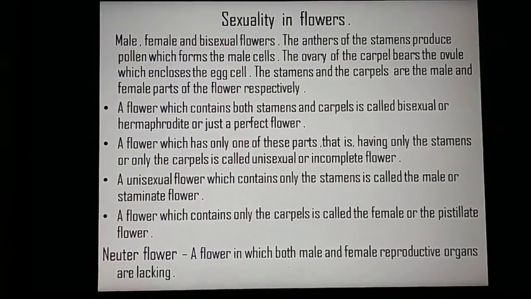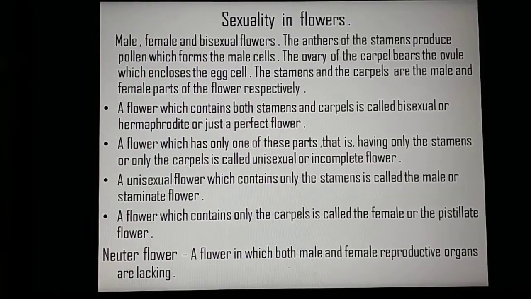Now, sexuality in flowers: male, female and bisexual flowers. The anthers of the stamens produce pollen, which forms the male cells. The ovary of the carpel bears the ovule, which encloses the egg cell, and the stamens and the carpels are the male and female parts of the flower respectively. A flower which contains both stamens and carpels is called a bisexual flower, or hermaphrodite, or just a perfect flower. A flower which has only one of these parts, that is having only the stamens or only the carpels, is called a unisexual or incomplete flower.